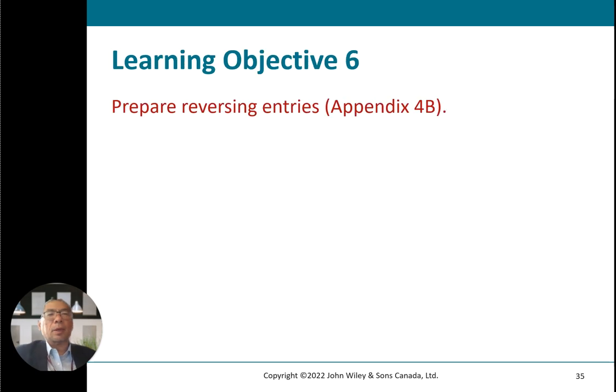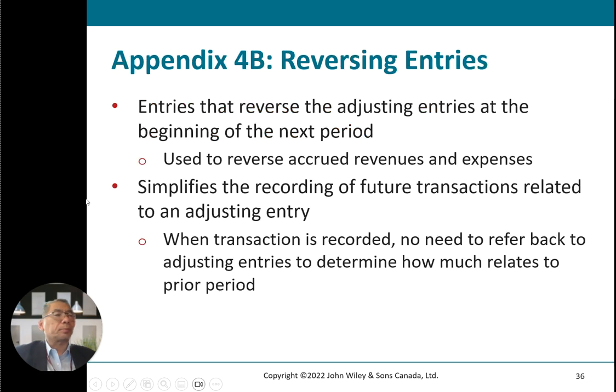Okay, number 6 is to prepare reversing entries, in appendix 4B. These are entries that reverse the adjusting entries at the beginning of the next period, used to reverse accrued revenues and expenses and simplify the recording of future transactions relating to adjusting entries. So when the transaction is recorded, there's no need to refer back to any adjustment in determining how much relates to the prior period.